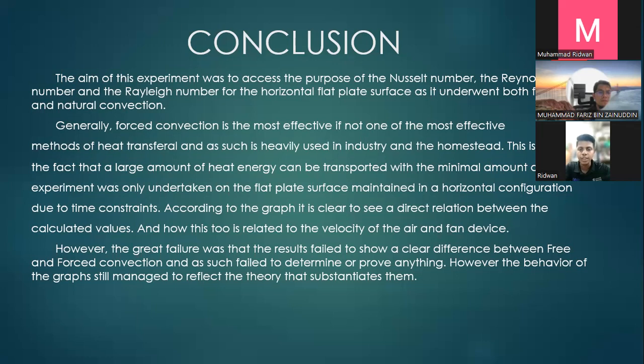According to the graph, it is clear to see a direct relation between the calculated values and how these two relate to the velocity of the air and fan device. However, the great failure was that the result failed to show a clear difference between free and forced convection, and as such failed to determine or prove anything. However, the behavior of this graph still managed to reflect the theory that substantiates them.